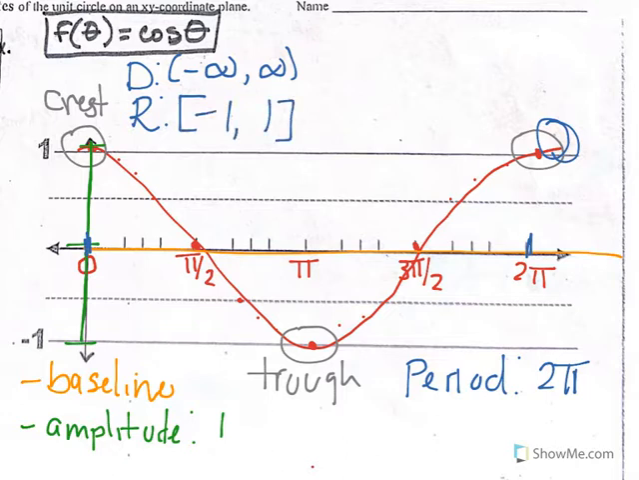So as you can see, these graphs are very similar, but they look different because of where they start on the unit circle. Cosine always starts at 1, while sine starts at 0. Congratulations, you did your two parent graphs.